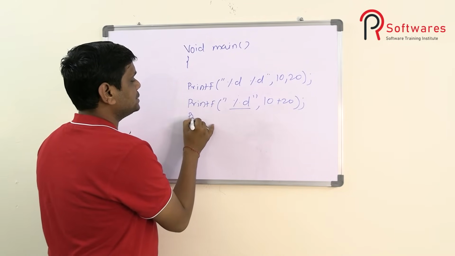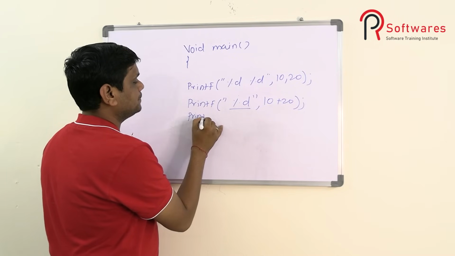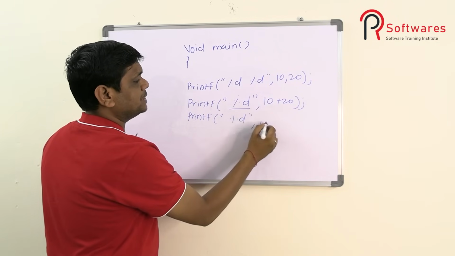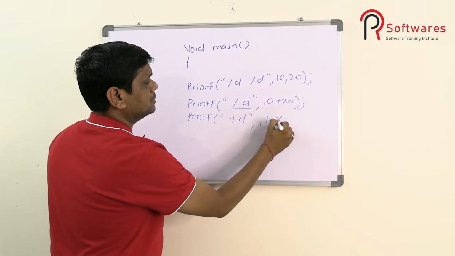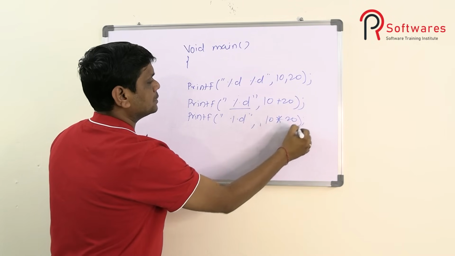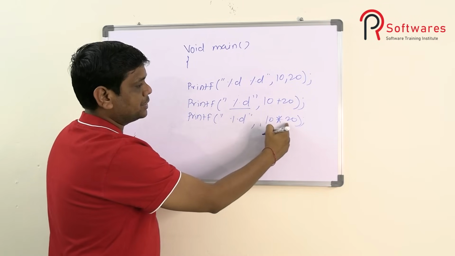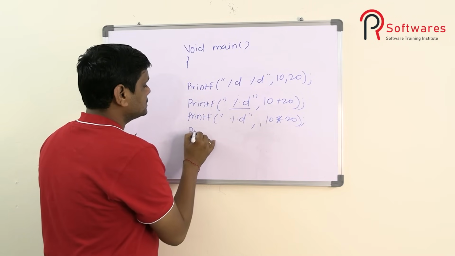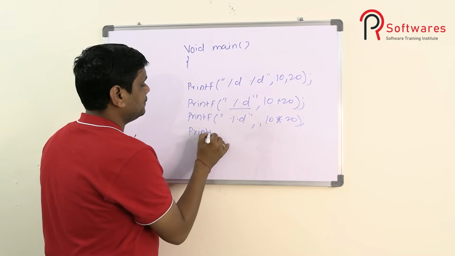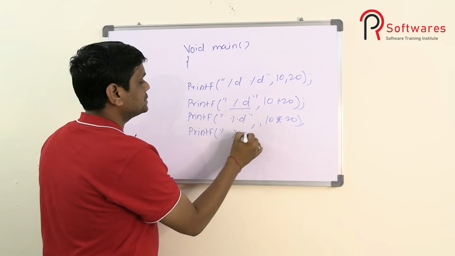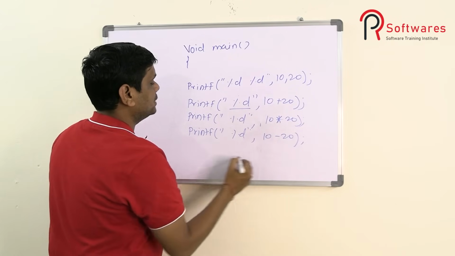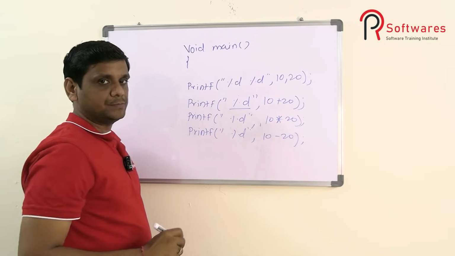I want to do multiplication. So I write printf %d. If I want multiplication, what to write here, guys? 10 into 20. So 10 into 20, how much? 200. 200 will get replaced for the percent. Next, I want to write subtraction. So I write printf %d, comma 10 minus 20. What is the value? Minus 10 will get printed.